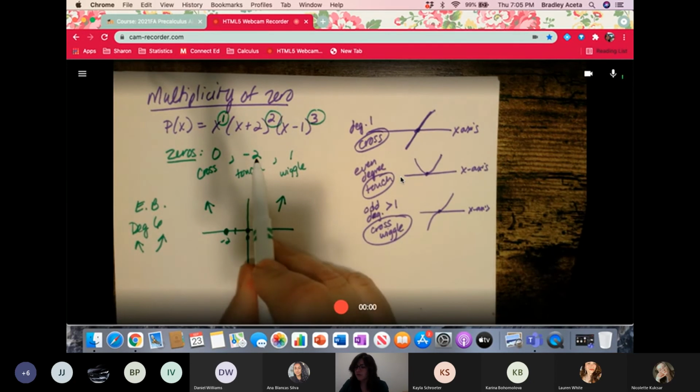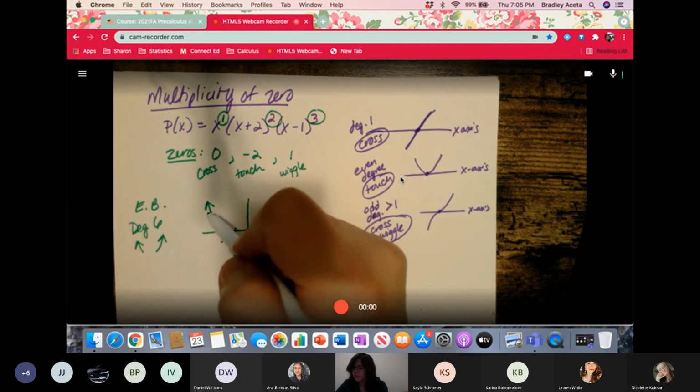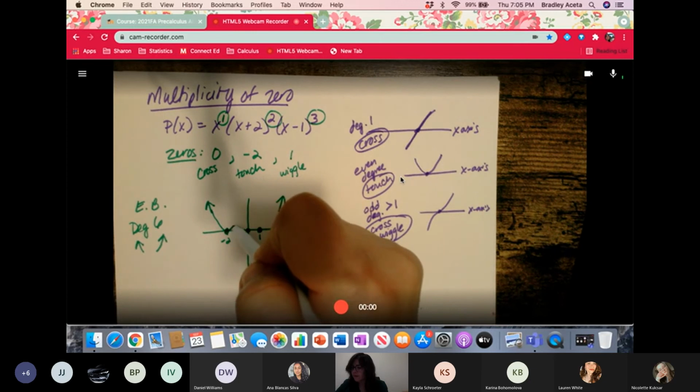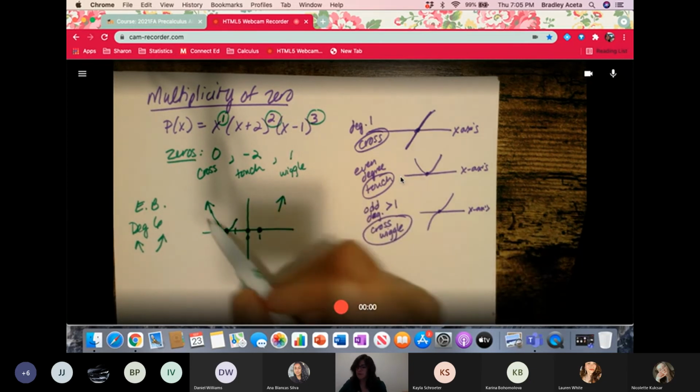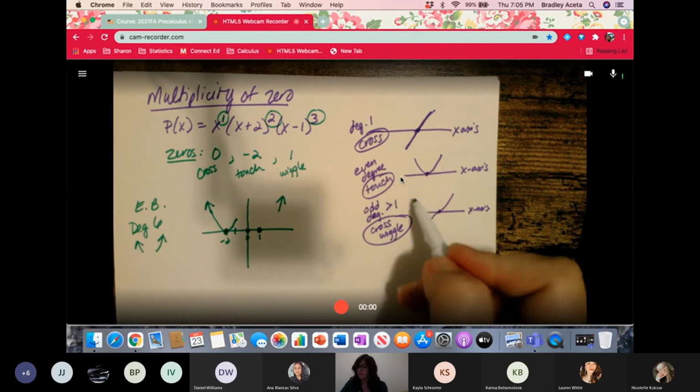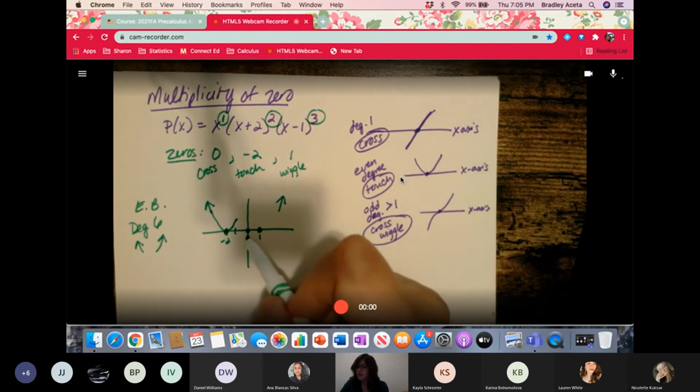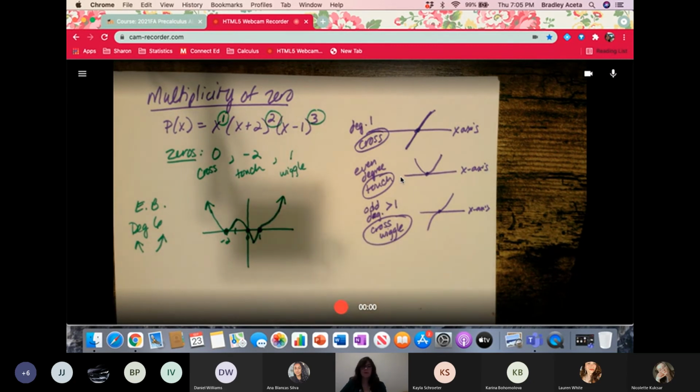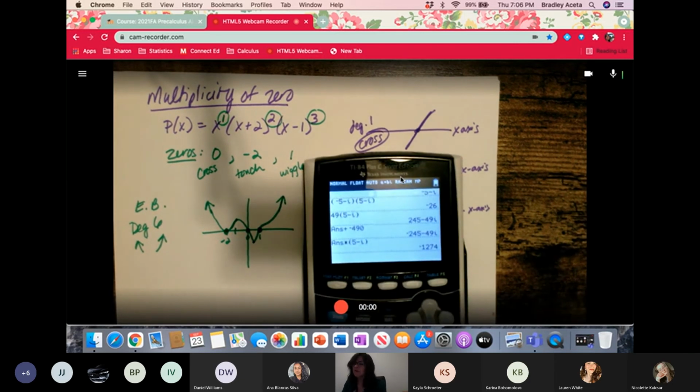So at negative 2, I'm going to touch it. I'm going to come down and come up. I'm going to touch it, make that U shape, or upside down U, depending on where we're going. Now through 0, I'm going to cross through it. And then through 1, I'm going to kind of wiggle myself through it. Now again, it's not a perfect graph. We can definitely look to see what this looks like on the calculator, but it'll give a good picture here.